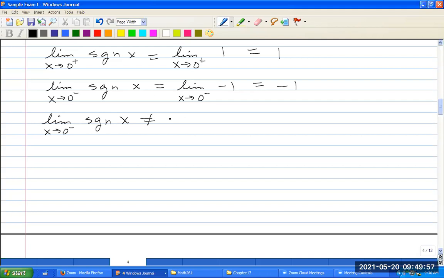This is not equal to the limit as x approaches 0 from the right side. Right side limit. And so this limit does not exist.